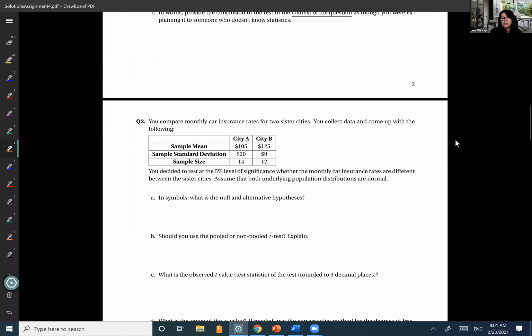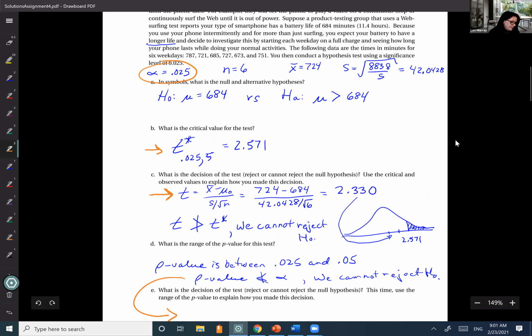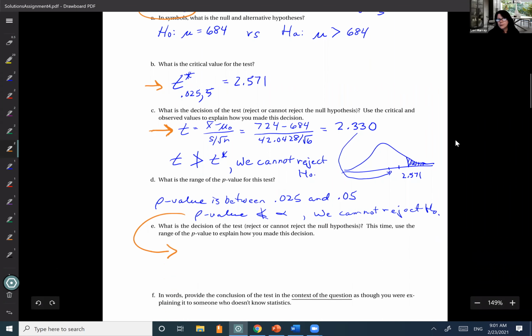Any questions before I keep going? Any questions on the processes, how we found the table value, how we found the observed value? This is the test statistic here. Any questions on how to do that? Because this is the coverage for test 2. If there's no questions, I'll keep going.